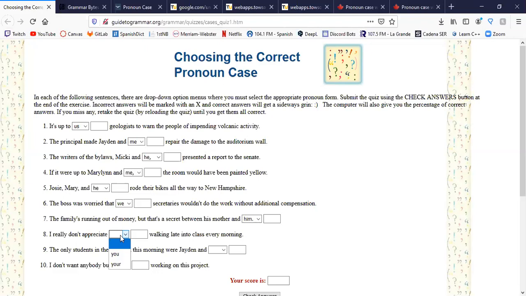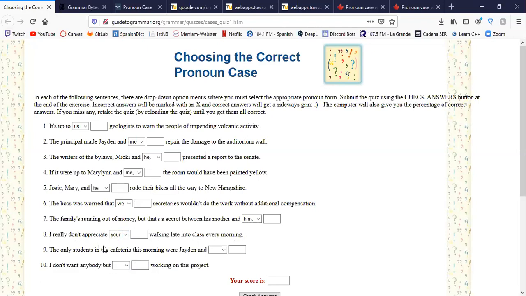Okay, so the correct answer is your. Remember, it's not that I'm not appreciating you, it's that I'm appreciating your action of walking late into class every morning. So because walking late into class every morning belongs to you, this form should be your. So I really don't appreciate your walking late into class every morning.